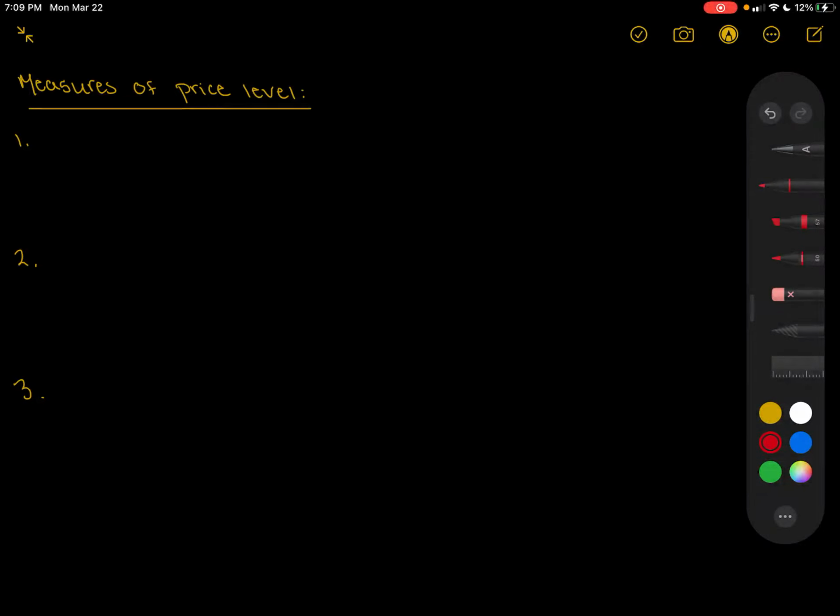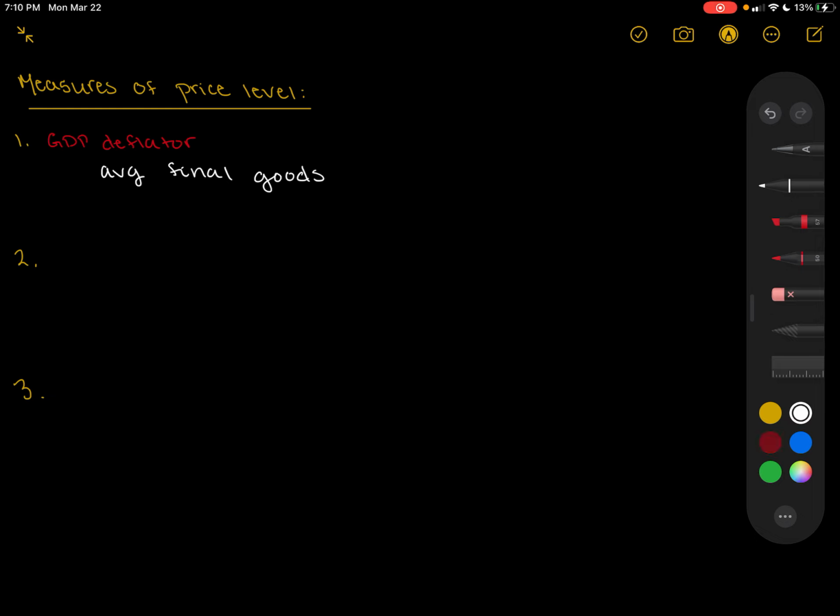Here we're discussing measures of the price level, and there are at least 3 major measures of the price level. The first one is the GDP deflator. This is also the broadest measure of the price level. What the GDP deflator does is roughly take an average of all the final goods sold, and that gives us an idea of what these prevailing goods are within the market and what their price is.